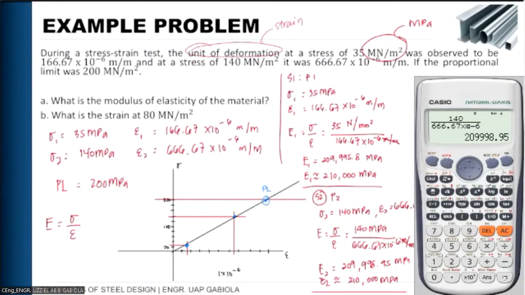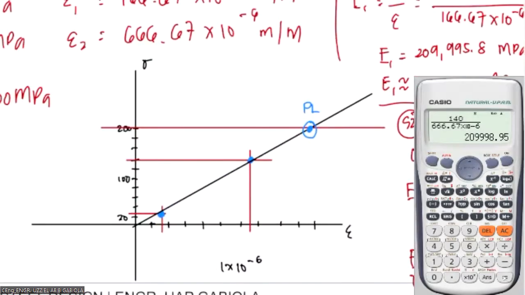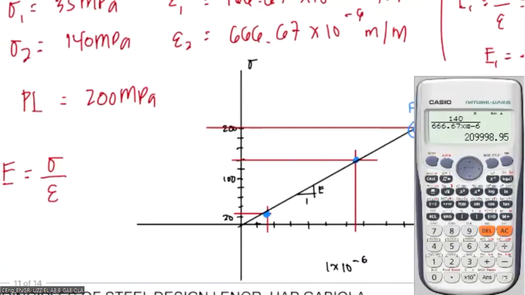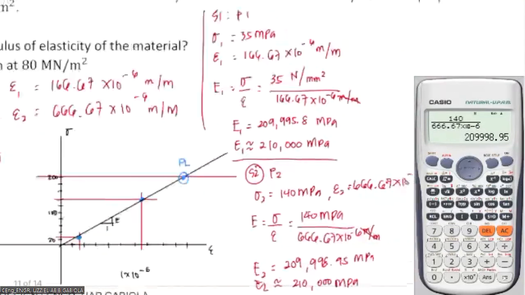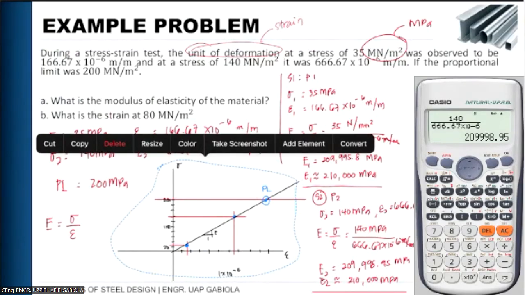Okay, so what else can we use as a verification for our answer? We can refer to our diagram. Our diagram is a straight line, and as mentioned in the previous slide, the linear portion of our curve corresponds to the slope of our line, and the slope is equal to the modulus of elasticity. So what is the definition of slope from basic geometry? Slope is defined as rise over run, right?